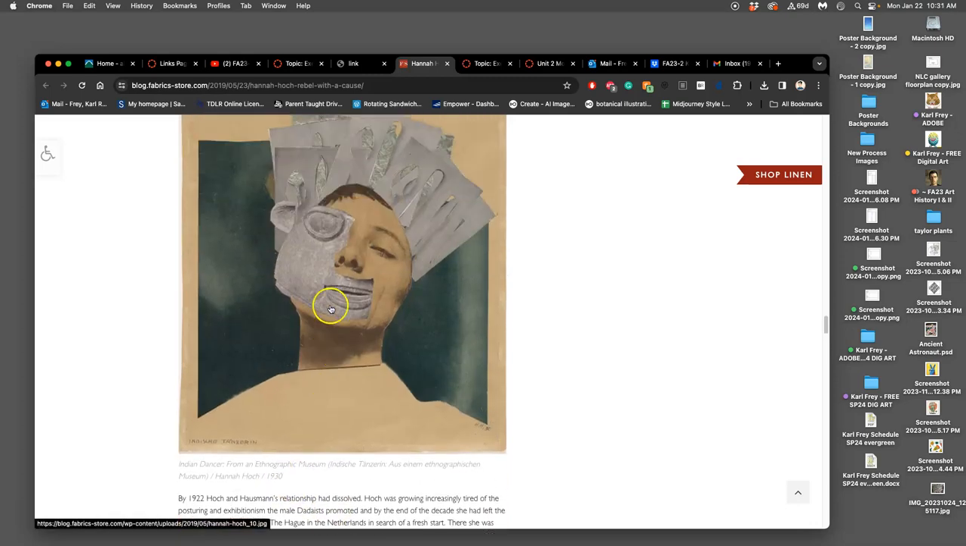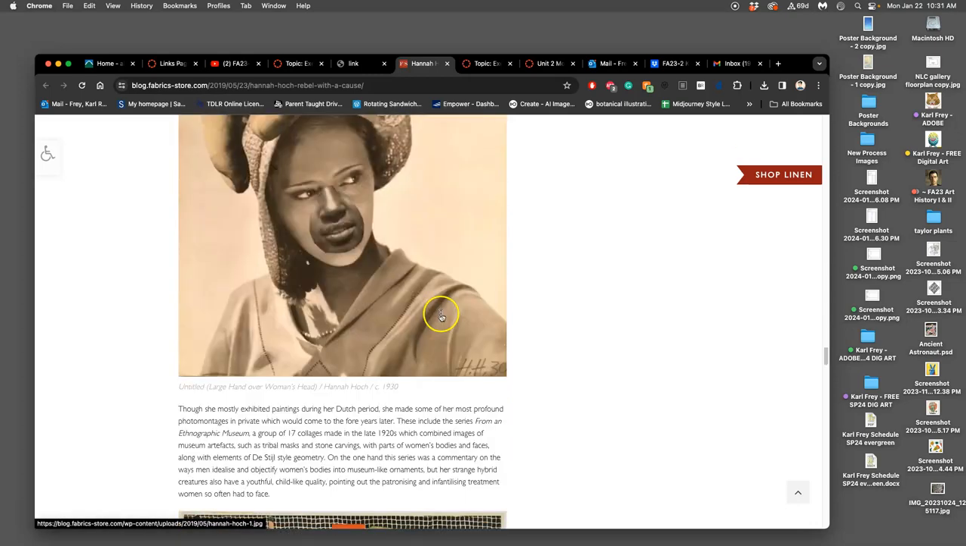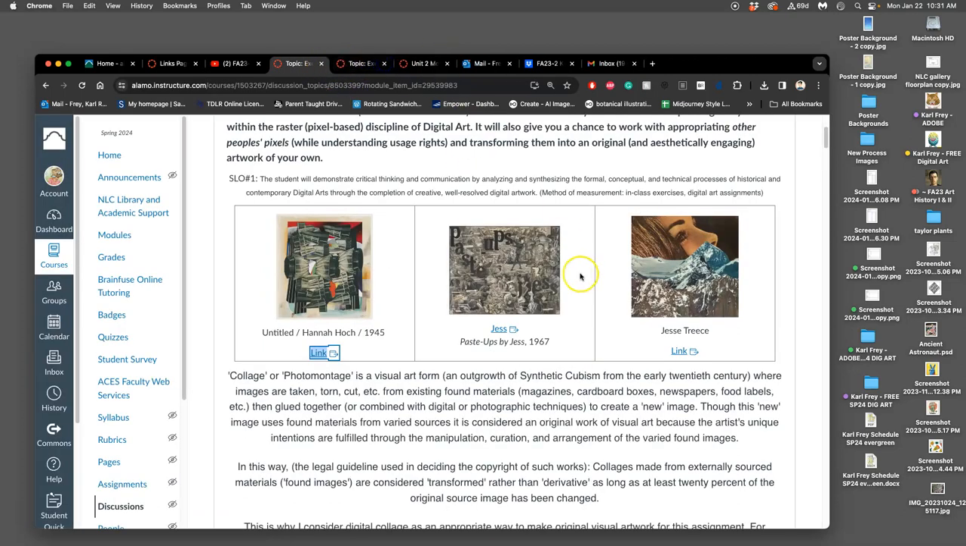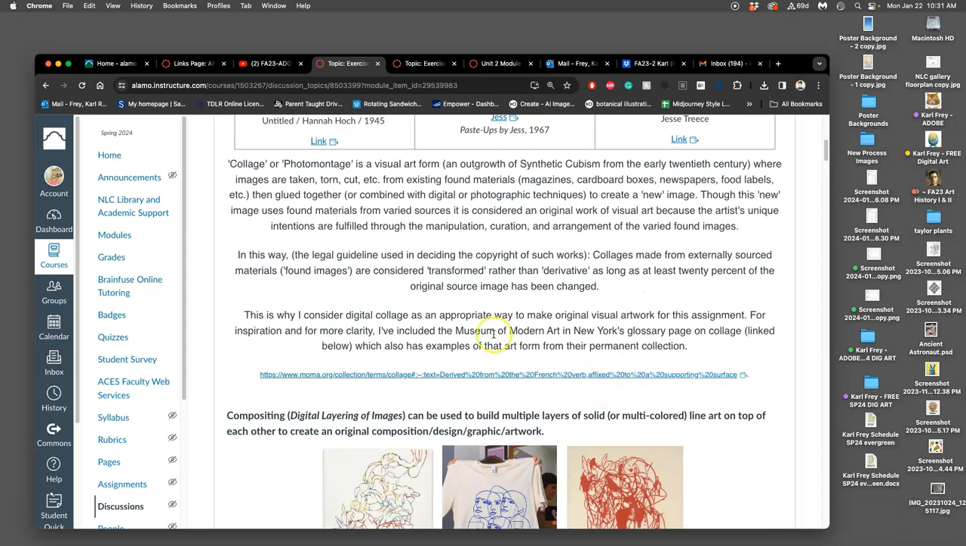Even in 1930. And then what we're going to do is do it digitally. And when we do collage or photo montage digitally, we call it compositing.